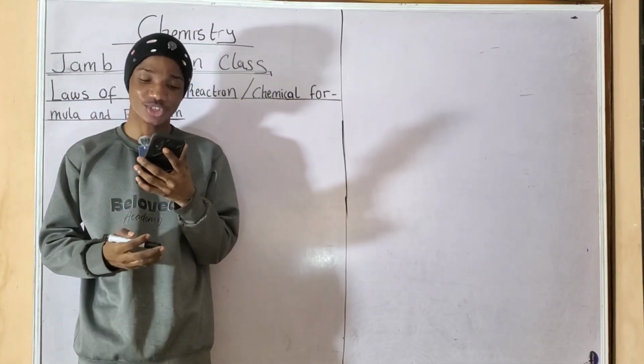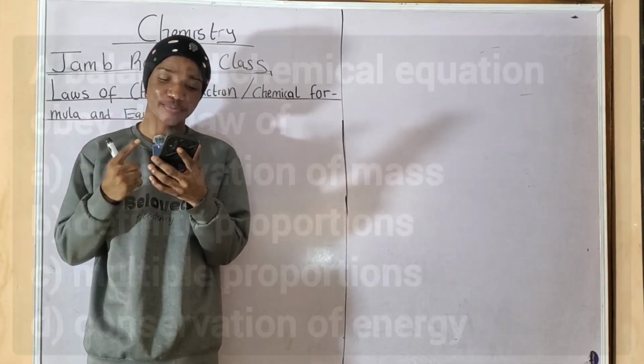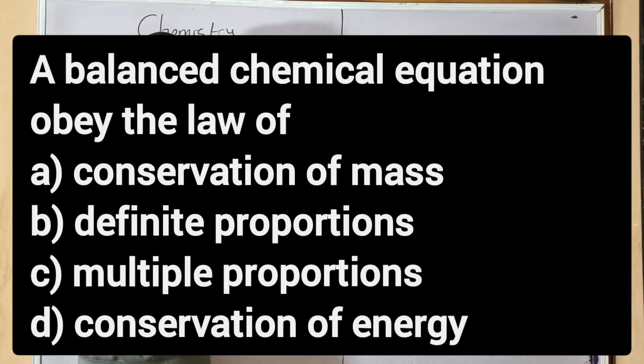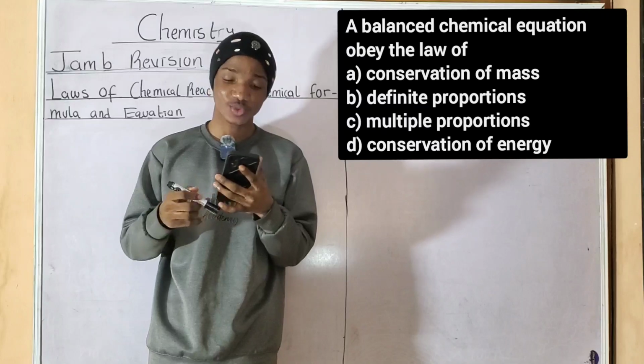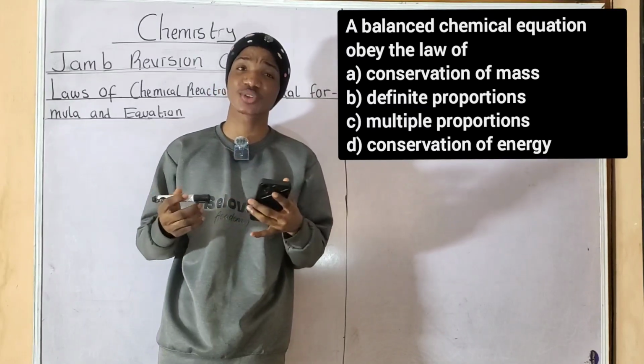Now let's proceed to the next question. A balanced chemical equation obeys the law of: A. Conservation of mass, B. Definite proportions, C. Multiple proportions, D. Conservation of energy. The correct option to this question is option A, conservation of mass.